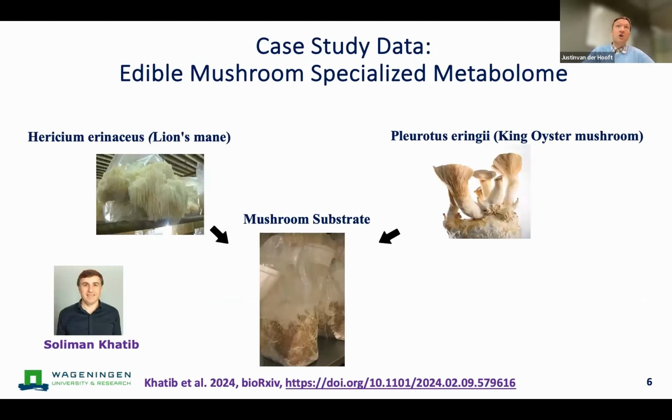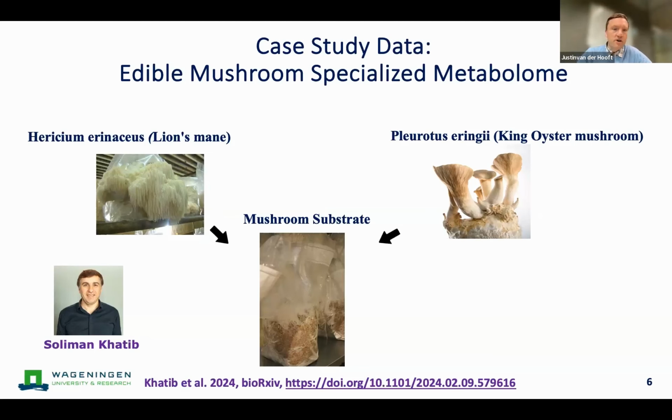Today, I will show some examples based on some case study data that was kindly made available by Soliman Khatib, who did his sabbatical in my team 2 years ago. And he brought with him data from 2 edible mushrooms, Perichium and Pleurotus. Pleurotus, you will likely have eaten at least once in your life. It's like the oesterswam in Dutch, king oyster mushroom. And both mushrooms grow on substrate to produce them.